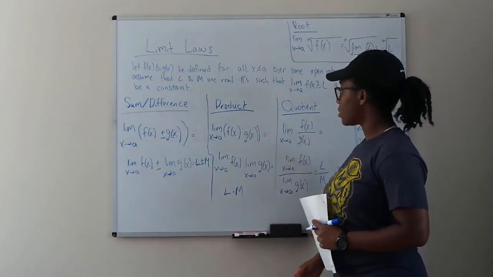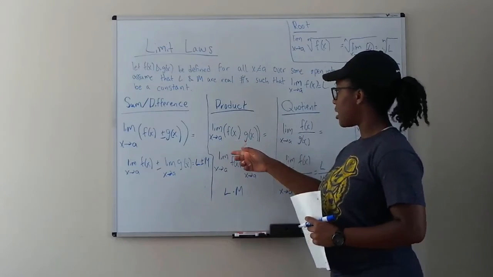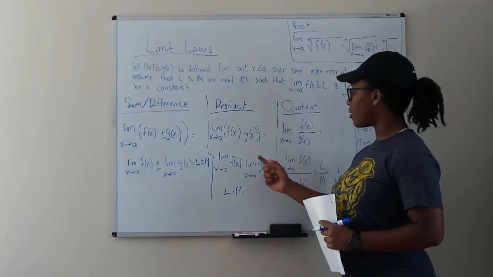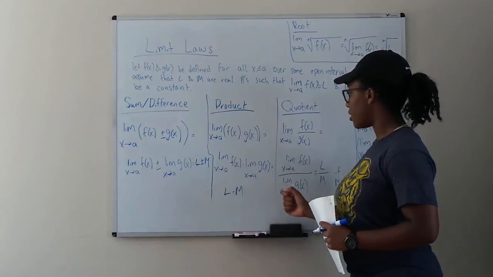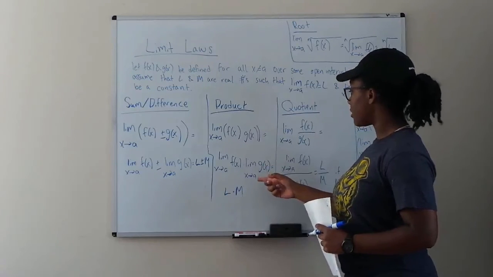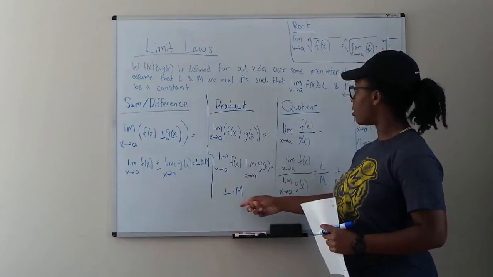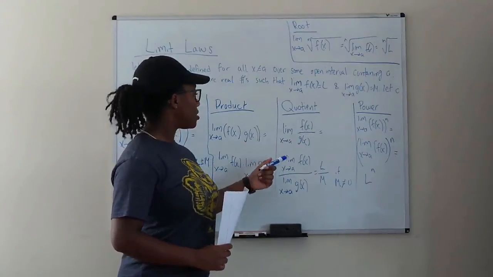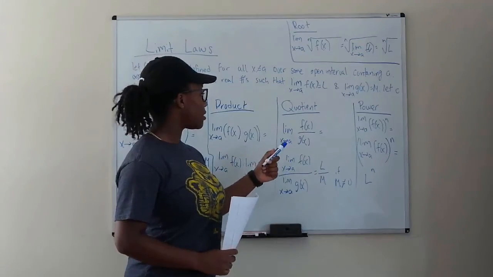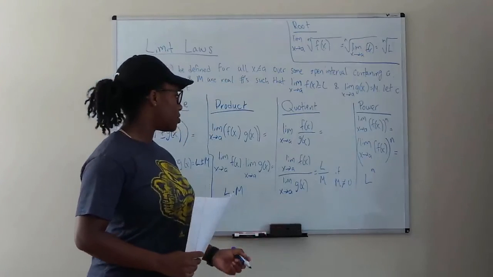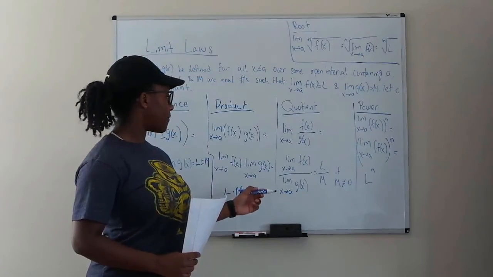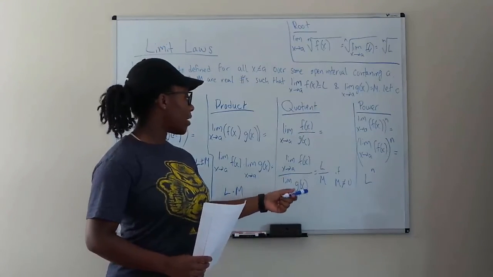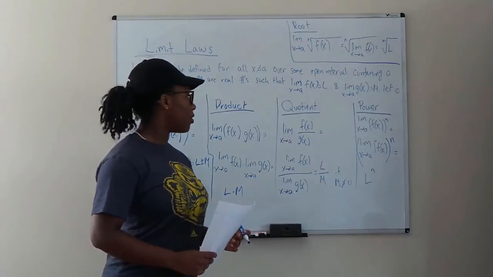Then we have the product law. That's saying if we have the limit as x approaches a of f of x times g of x, we can again split that up into the limit as x approaches a of f of x times the limit as x approaches a of g of x, and that'll just be equal to L times M. And then similarly, we have the quotient law, which states that the limit as x approaches a of f of x divided by g of x can again be split up into the limit as x approaches a of f of x over the limit as x approaches a of g of x, which is going to be equal to those limit values L divided by M if M is not equal to 0.